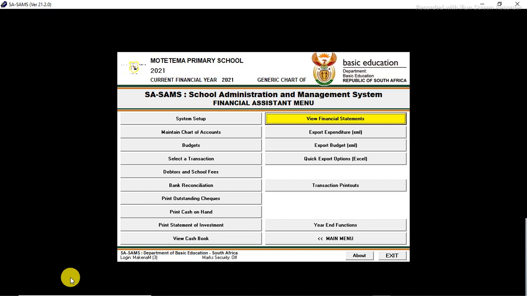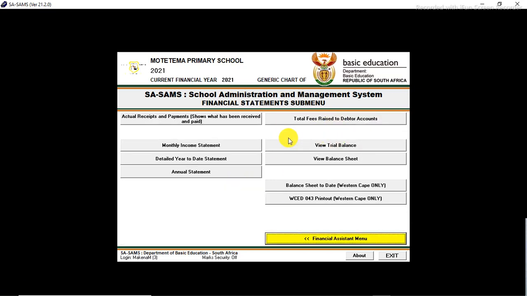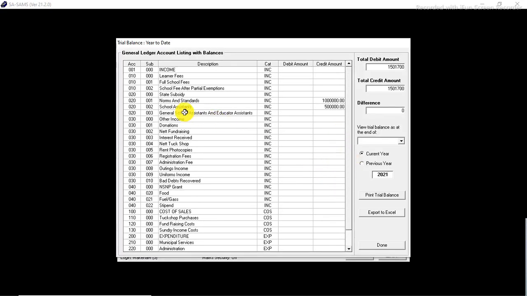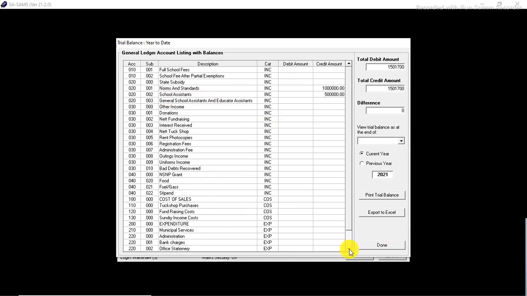Alright, colleagues, once you have transacted, like I've transacted, I just want us to go somewhere. View financial statements real quick, and then view trial balance. I wanted to put in norms and standard 500,000. If you look at it, I selected school assistance. To my surprise, it didn't show in here, but it's still okay, it's still money received. So all in all, there it shows.